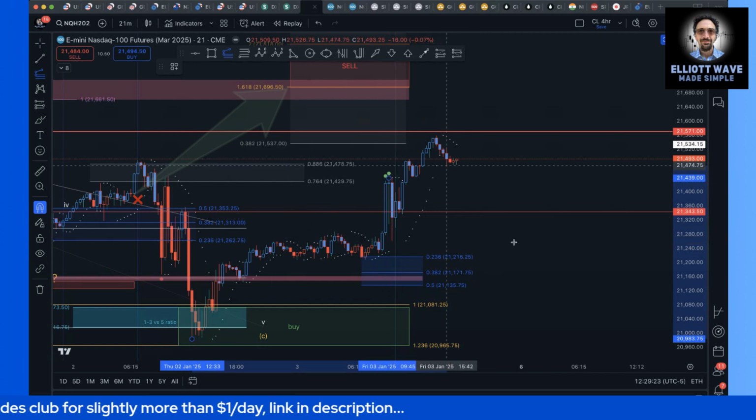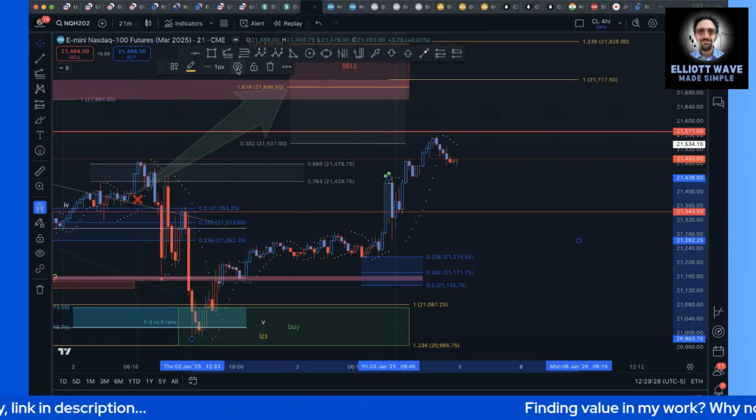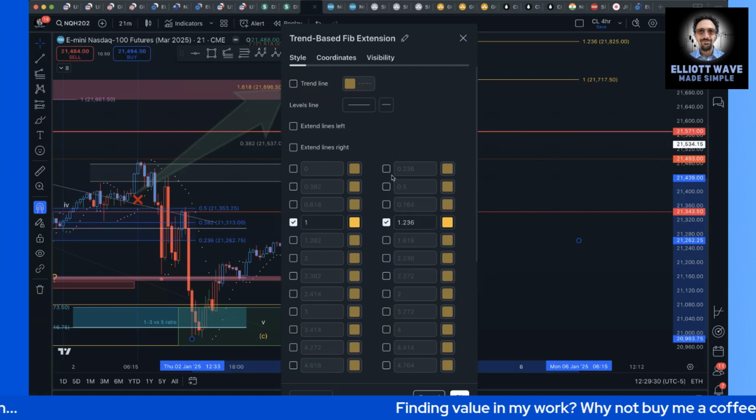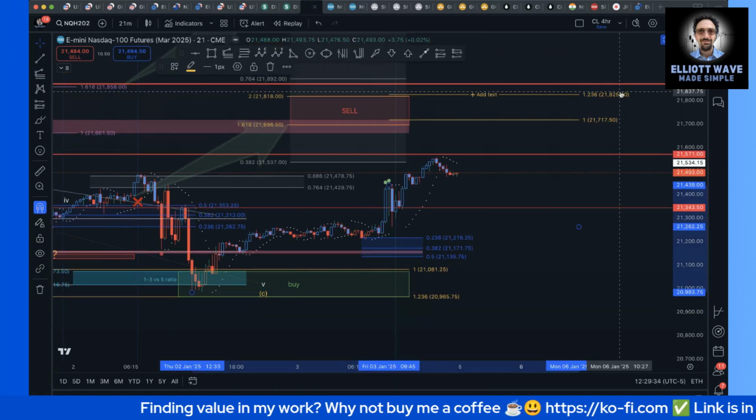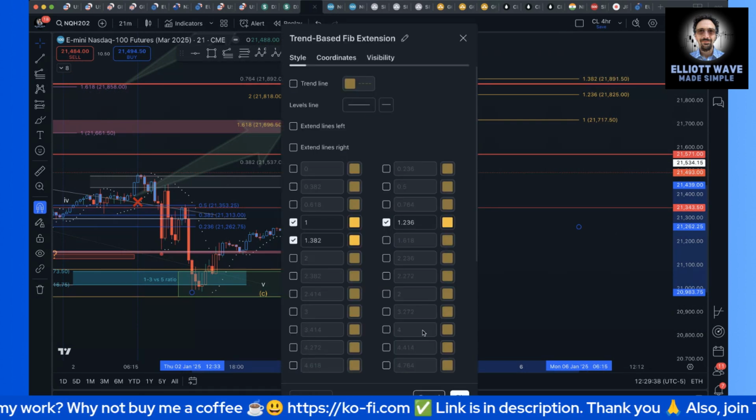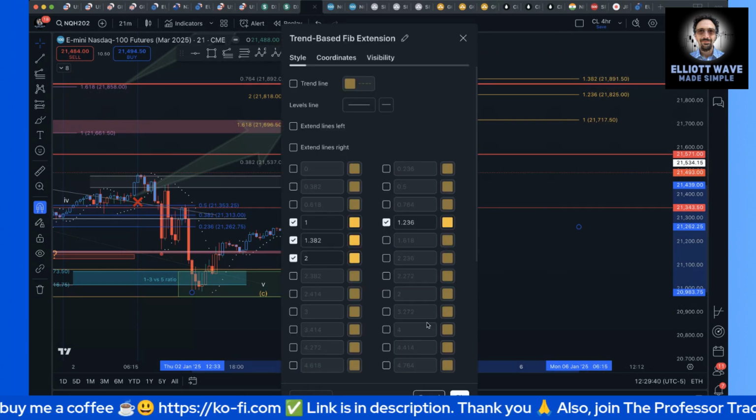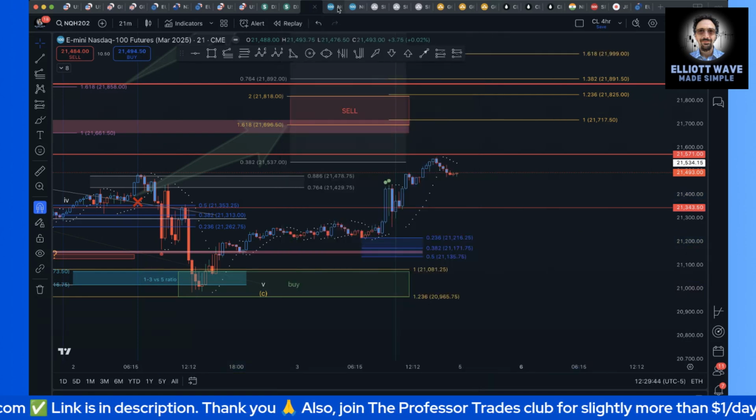All right, 21,261, just close enough to get this idea. So where's the 138? Oh yeah, 38. I want to look to see where the 1382 projects to. But if this is a 5 wave move, at least the 1618, okay, 22,000.